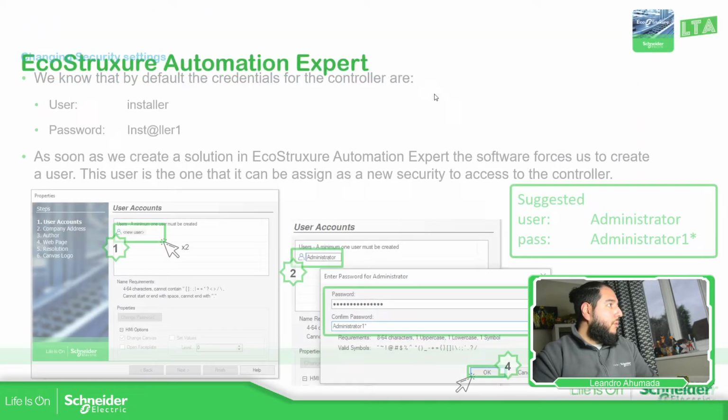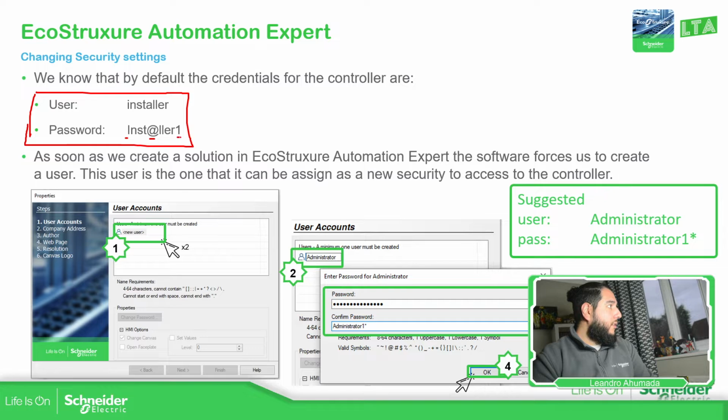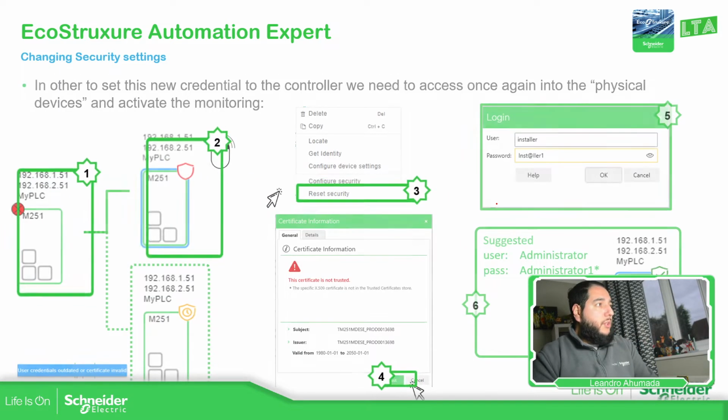In order to change the security settings, it's important to remember that when we create our solution, we were forced to create one user with a password. By default, the controller has these settings: installer, with the I in capital, the @, and the number 1. Then on the software, we just need to create a user. I suggest using this one because it's going to be much easier for me, but you can use your own password.